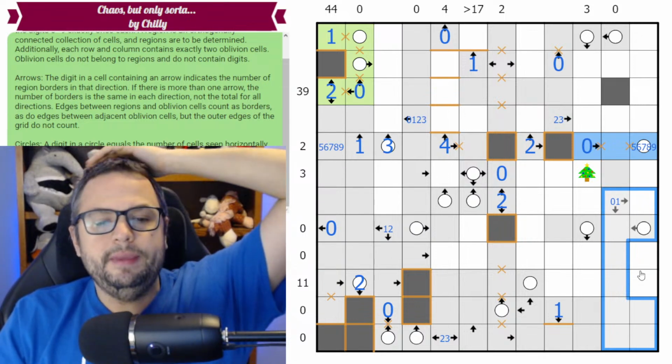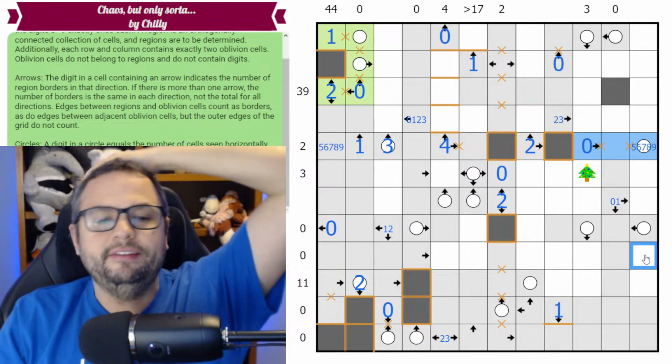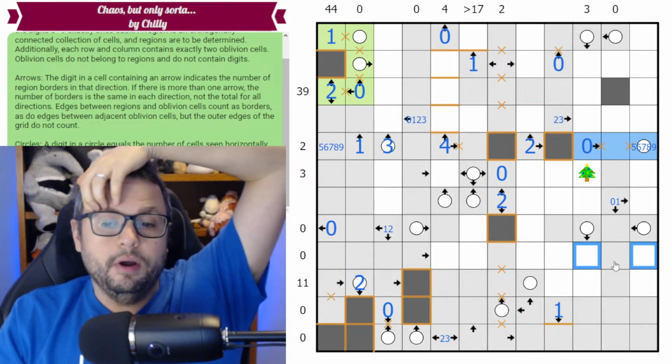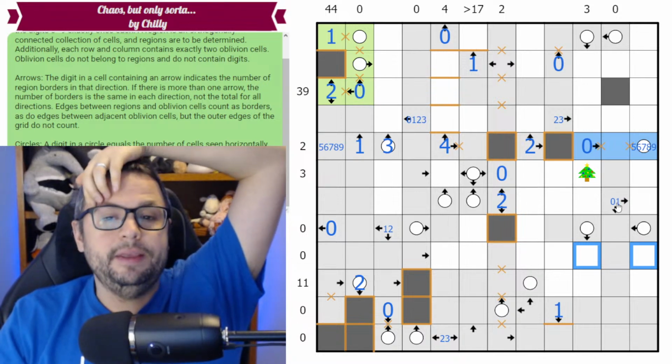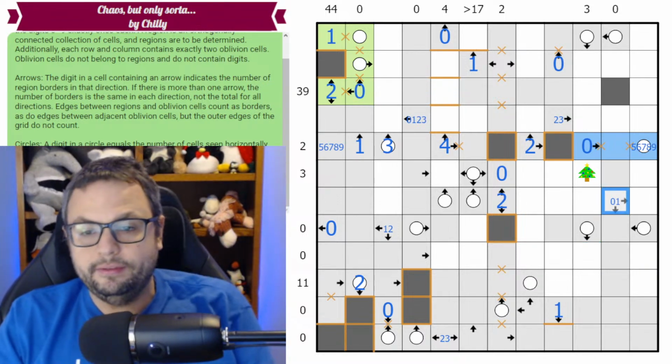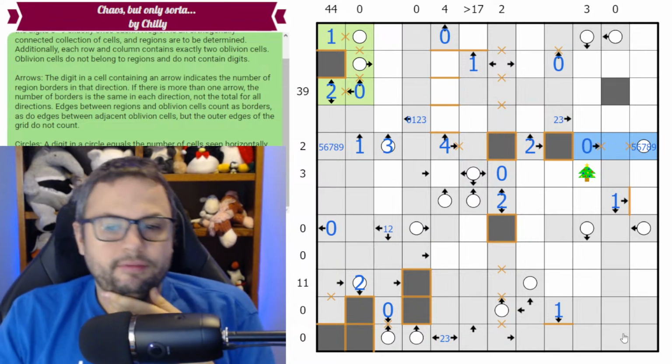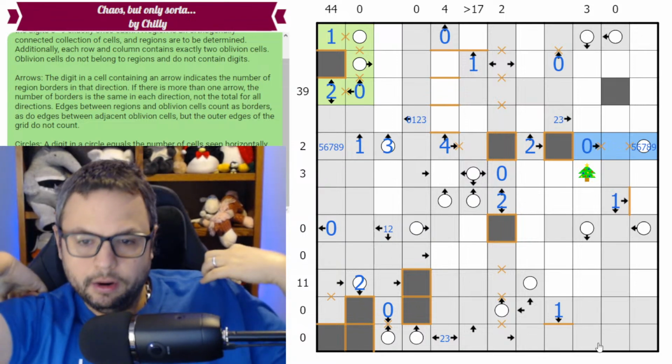So these 2 could only be Oblivion cells, except if this is an Oblivion cell, then I'd need a 0 cell sum for the row. That would have to be a 0, but it can't be because in this hypothetical universe, we made this a 0. So this is in fact a 1. So we have that border over there.